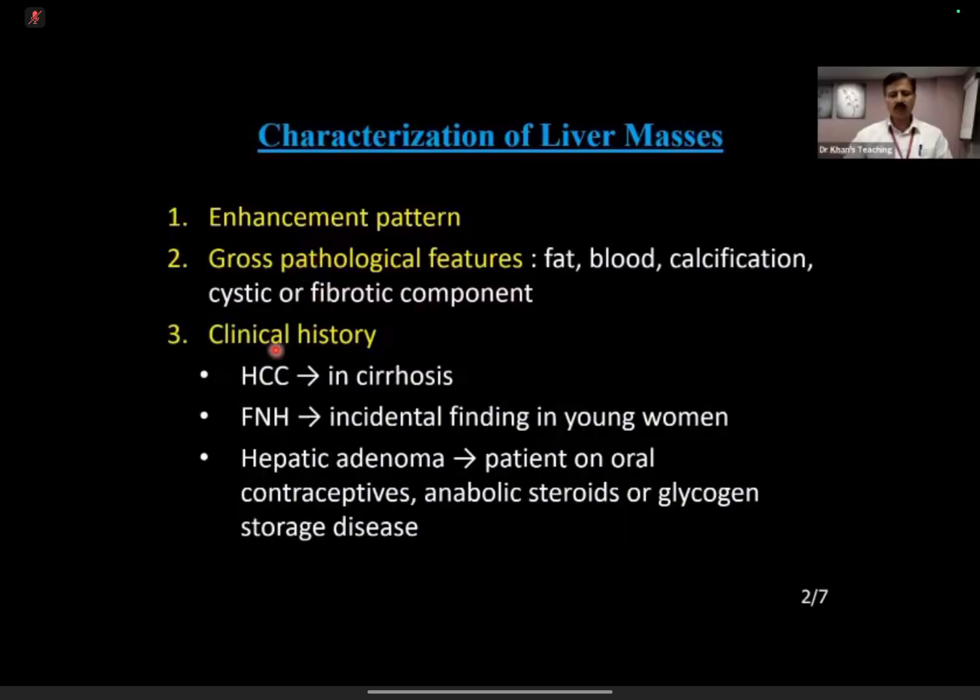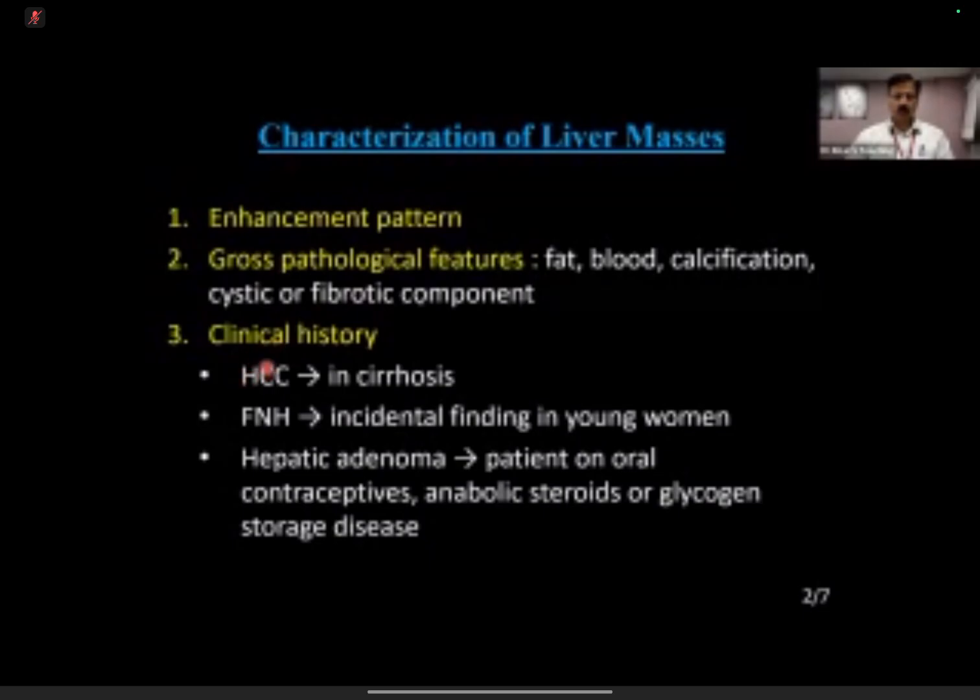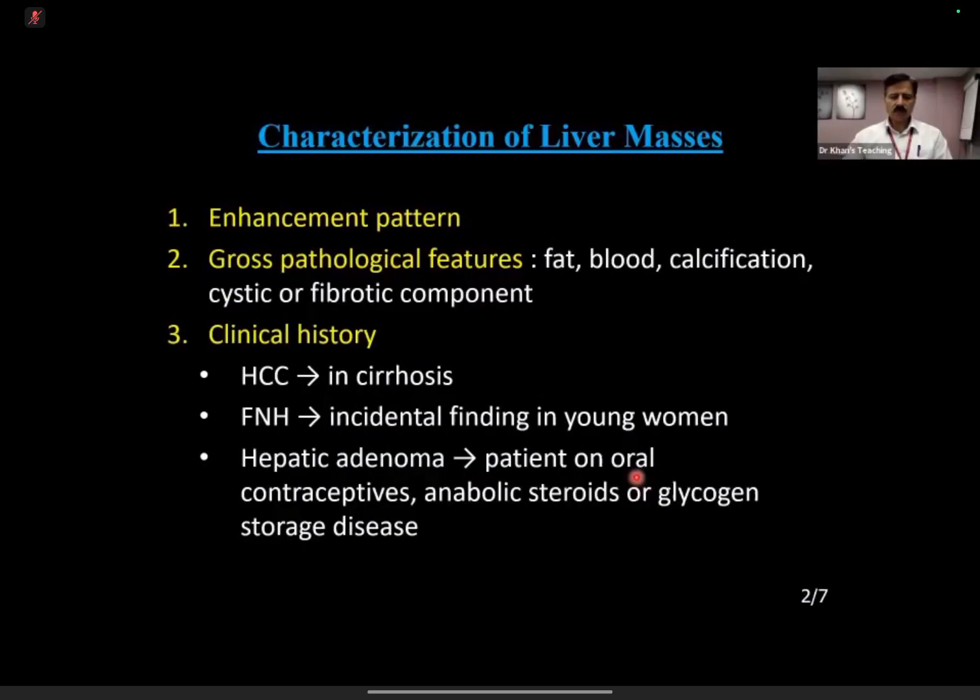Clinical history is critical in some of the cases. Cirrhosis, for example, if you see signs of cirrhosis or the examiner tells you that there is cirrhosis, HCC will be up there. Now, clinically, FNH, for example, is usually in young ladies, and it is an incidental finding. Hepatic adenomas, please consider when a patient is on oral contraceptives, anabolic steroids, glycogen storage disease, but do not think that adenomas will only occur in these conditions. It might be an incidental finding also. So we'll come back to this.